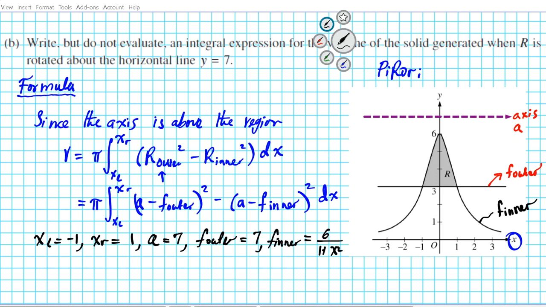All right, real quick correction here, sorry. Our f outer is not 7. Our f outer is 3, actually. Sorry about that. All right, so let's go ahead and finish this off.